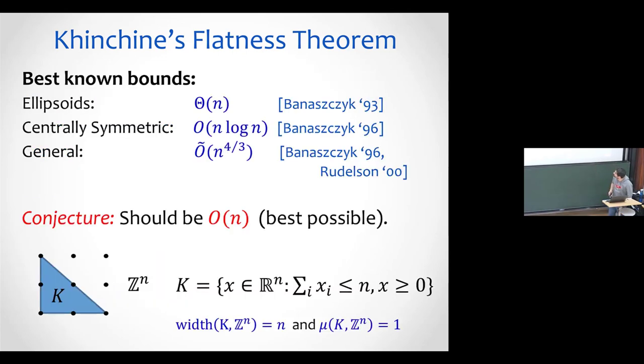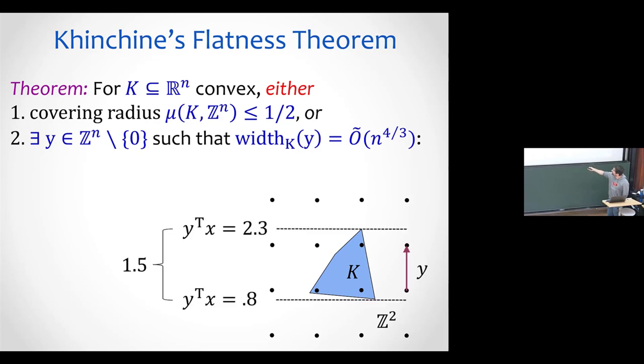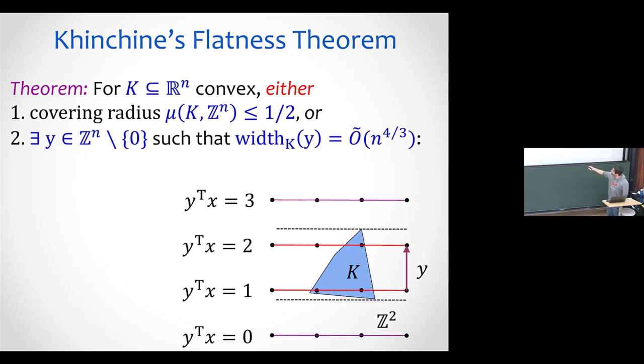Anyway, there's been lots of work on understanding this. This relation between covering radius and width is off by at least a factor of n, but we don't know how to prove that in general. It gives you exactly the dichotomy that we were mentioning before, and I'll explain how to generalize it. This dichotomy is: either it's easy to find an integer point, or I can decompose my problem into a small number of pieces and recurse.